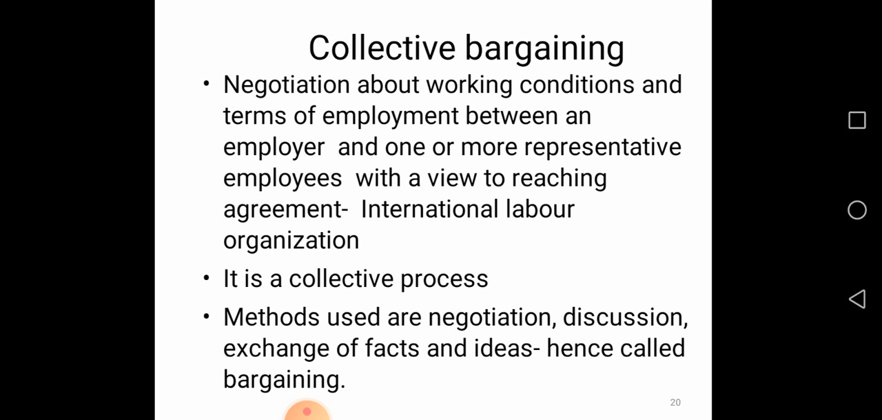Now comes the fourth and the last internal responsibility of an engineer, which is collective bargaining. Collective bargaining means you're bargaining collectively. And this happens usually when there are negotiations about working conditions in terms of employment between an employer and a group of employees with a view to reaching an agreement for employees' benefit. And this is usually done with union members of an organization. So this is termed as collective bargaining.